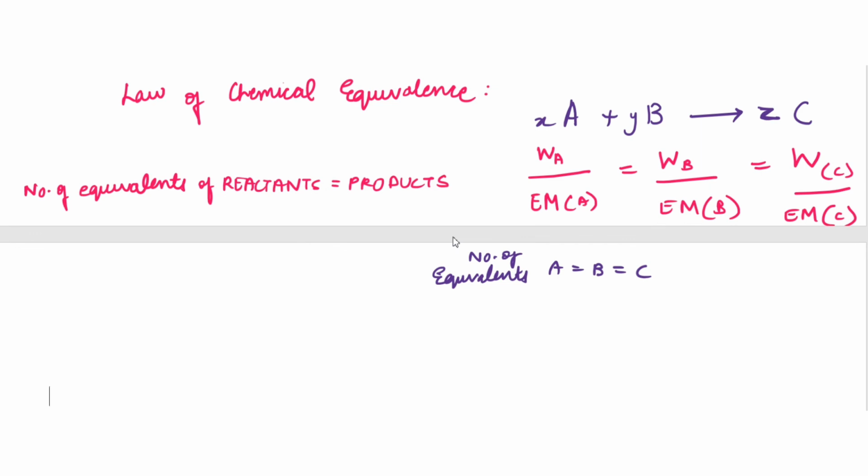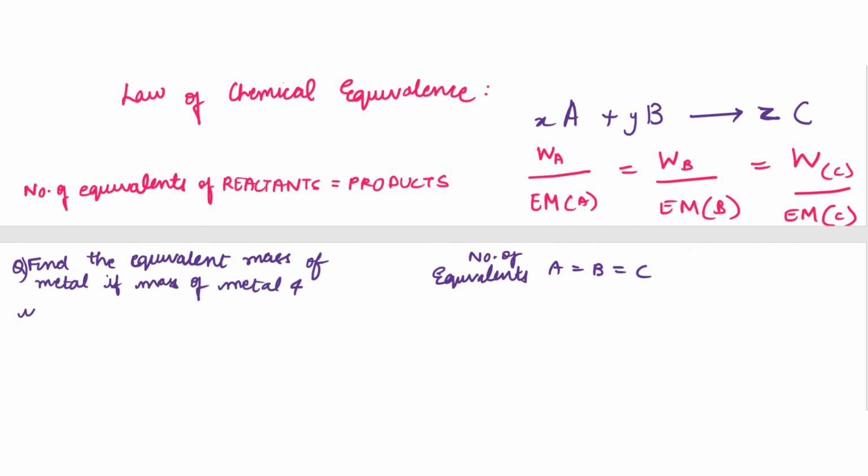So I'll give you a question. Find the equivalent mass of metal if mass of metal and its oxide is X and Y. Okay. So we know how a metal oxide is formed. Metal combines with oxygen to form metal oxide. They have given the mass of the metal is X and the mass of the metal oxide is Y. So what will be the mass of oxygen? Y minus X, isn't it?